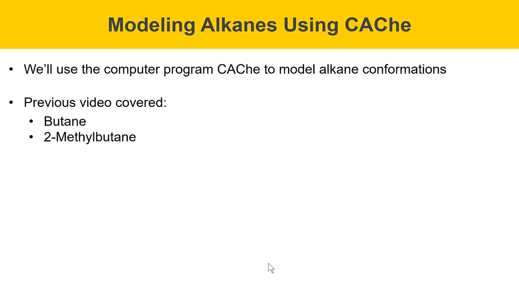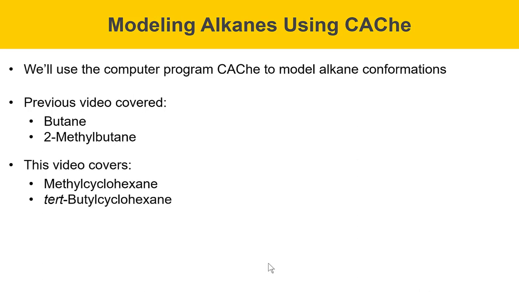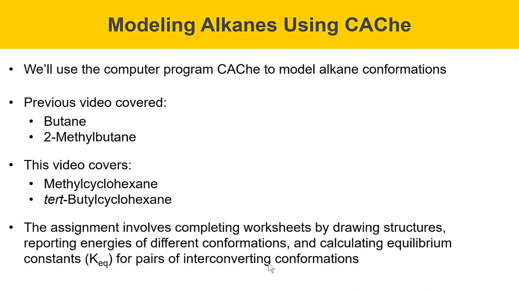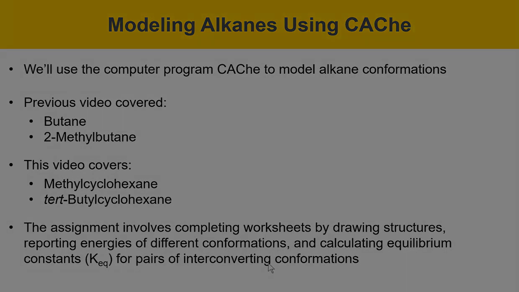In a previous video, I covered the modeling of butane and 2-methylbutane, and in this video, we'll cover modeling of methylcyclohexane and Tert-butylcyclohexane. The assignment involves completing worksheets by drawing in structures, reporting energies of different conformations, and then we'll calculate some equilibrium constants Keq for pairs of interconverting conformations. Features of the Cache program are covered in a previous video. You may want to check that one out if you need a refresher.